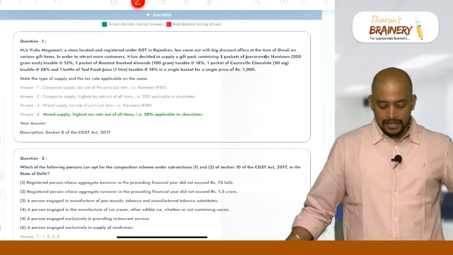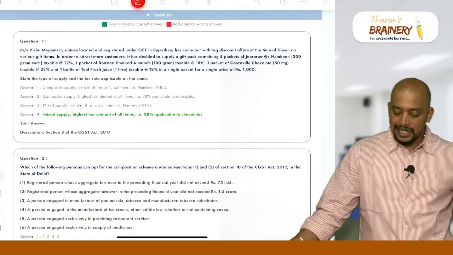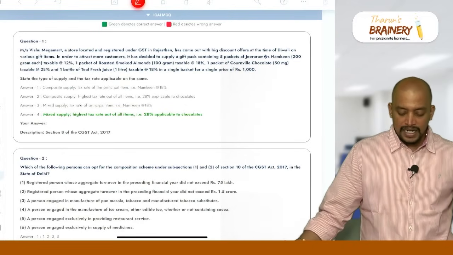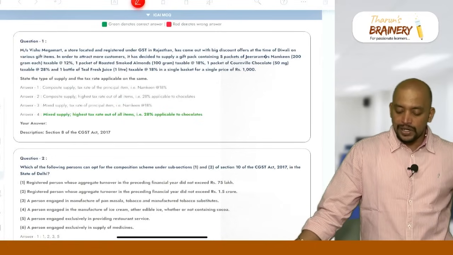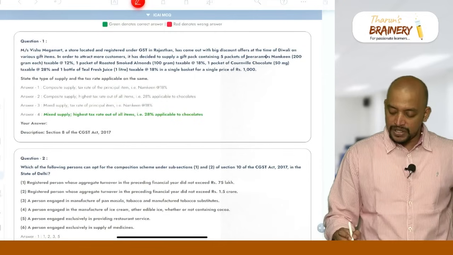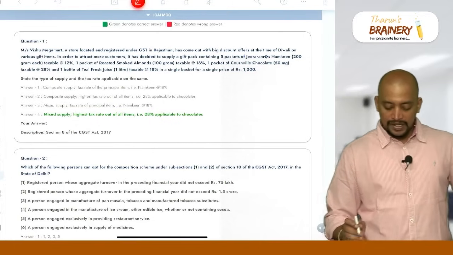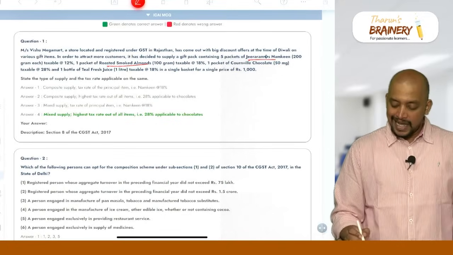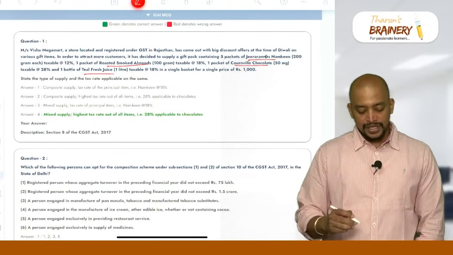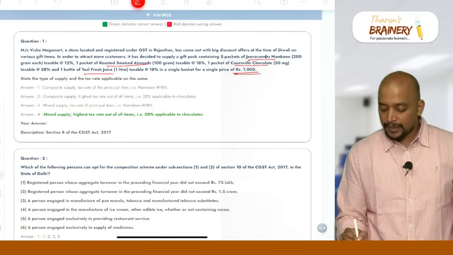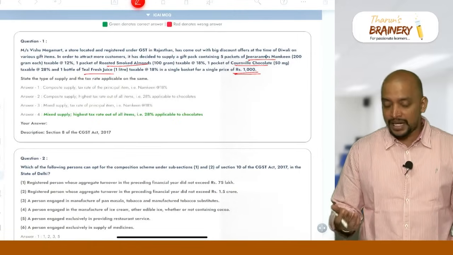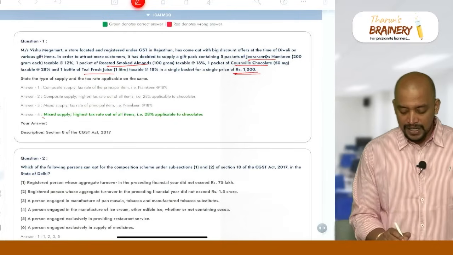Messrs. Vishnu Megamart, a store located and registered under GST in Rajasthan, has come out with a big discount offer at the time of Diwali on various gift items. In order to attract more customers, it has decided to supply a gift pack containing 5 packets of Jeera Ram's Namkeen taxable at 12%, 1 packet of roasted smoked almonds taxable at 18%, Cornville chocolate 28%, Teal fresh juice 18% in a single basket for a single price of 1,000.